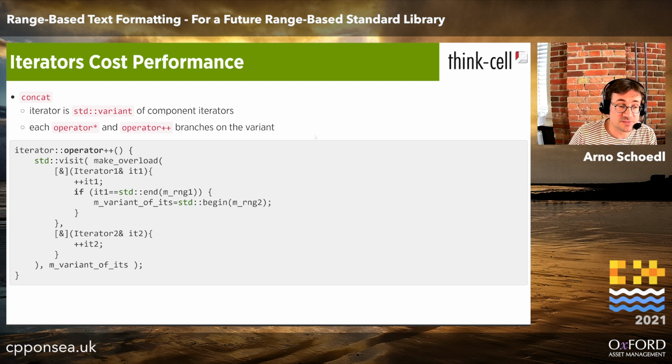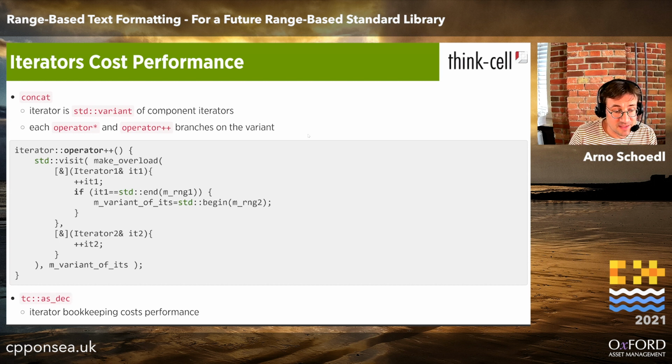And if you are in the first component, then you have this iterator 1, and you increment it, and then you check for end, and then you jump your variant to the beginning of the next range. And for iterator 2, you can simply increment. But you have to do this every time you do an operator ++. You have to branch, which is inefficient. Now, the operator star will actually look the same way. You would have the same problem. If you dereference the iterator, even there you also have to make the decision which component am I in, what kind of iterator do I have, so you know which operator star of which iterator to call.